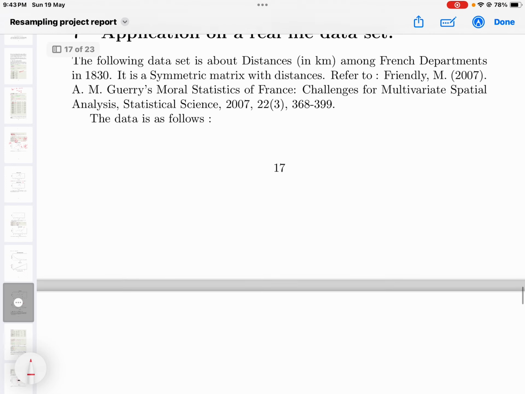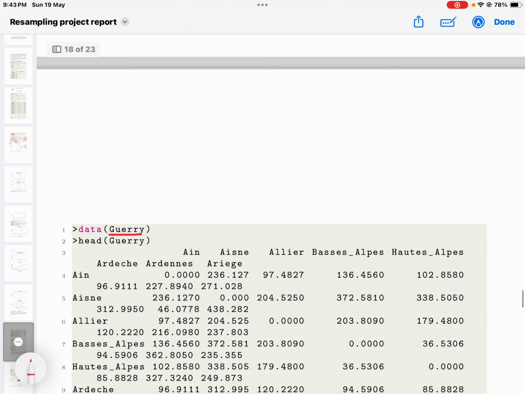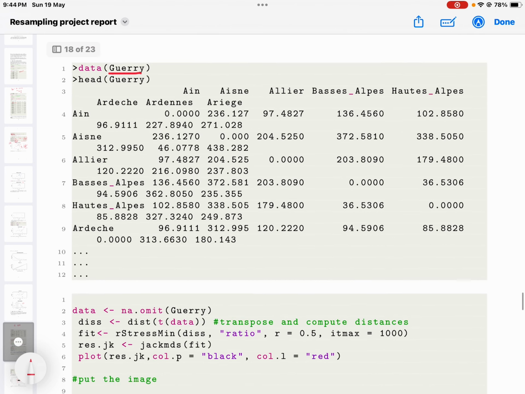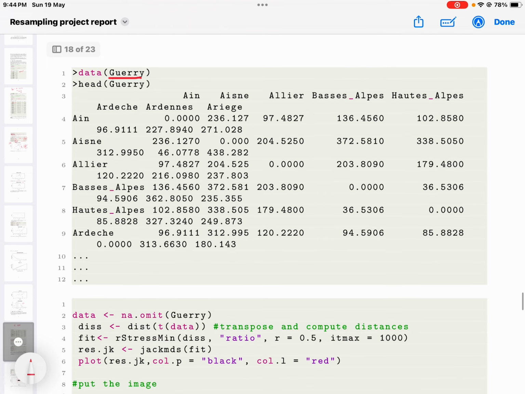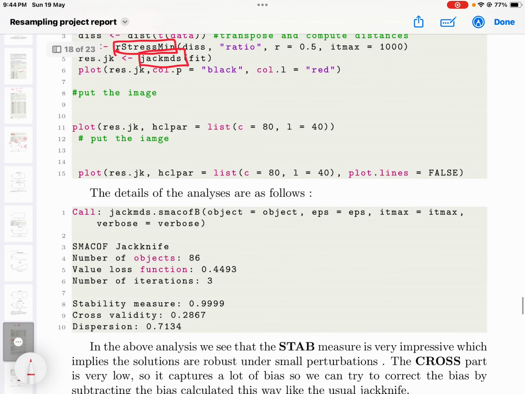using real life data. So I use the data package from the package R. This package contains the distances between the departmental stores in France. There are 86 total departmental stores, and the matrix contained 86 choose 2 elements, that is, it's an 86 cross 86 matrix which contained distances between those departmental stores in kilometers. So from there I again do the same analysis and compute the stress function, and we minimize it and compute the jackknife solution, and then plot the jackknife solution.